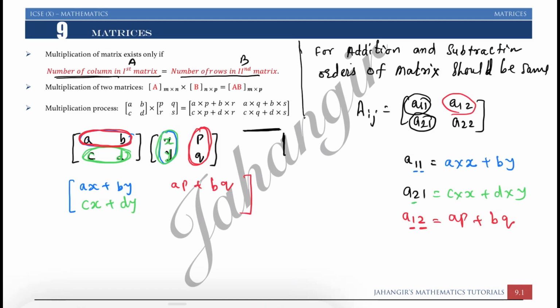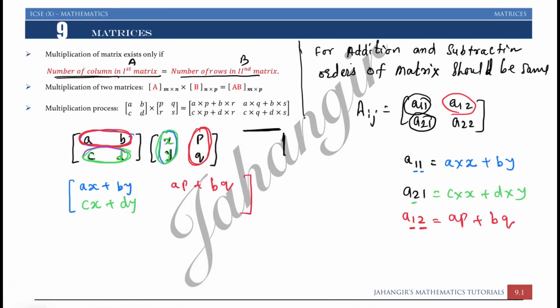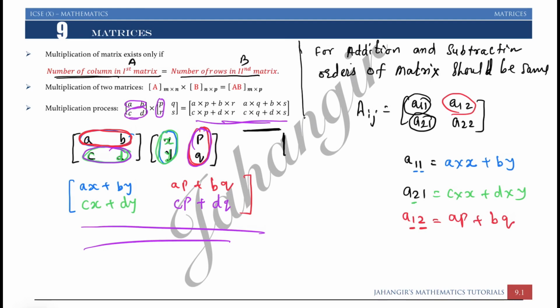And again, this with this second column. So CP plus DQ. Hope this is clear. Okay, I had written over here, A B with P R, AP plus BR, then again CD into PR. So CP plus DR. Same way with another row.